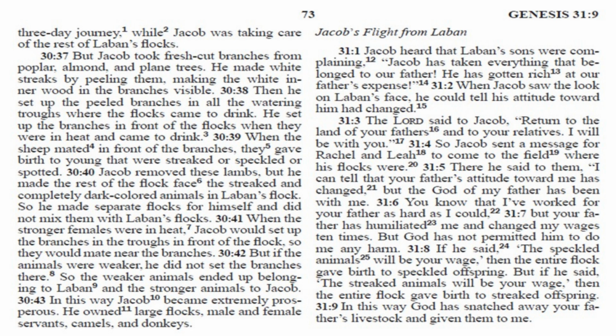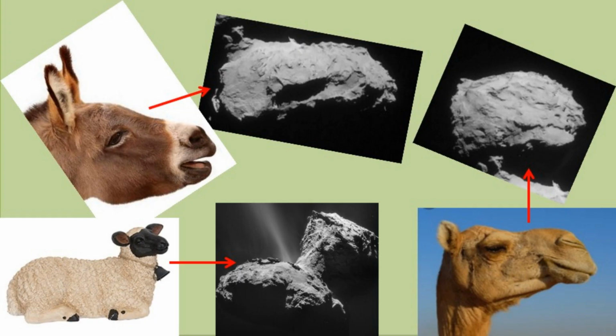This is how Jacob owned large flocks of sheep, camels, and donkeys, where sheep, camels, and donkeys represent the asteroids, as you can see in this picture. This part of the story suggests the way the asteroids were formed and how the sun acquired them in the constellation of Cygnus.